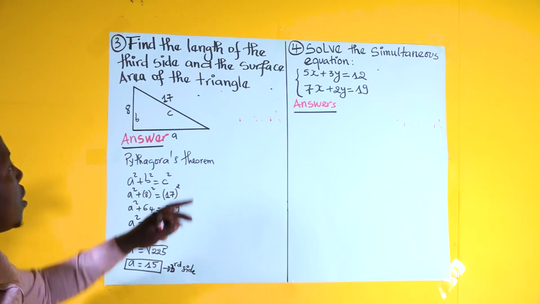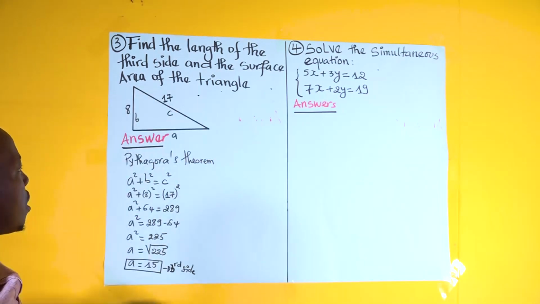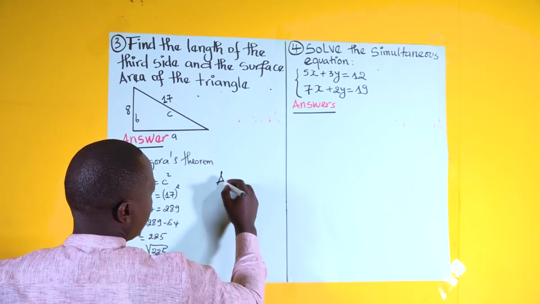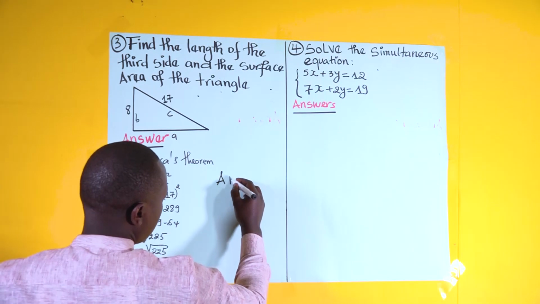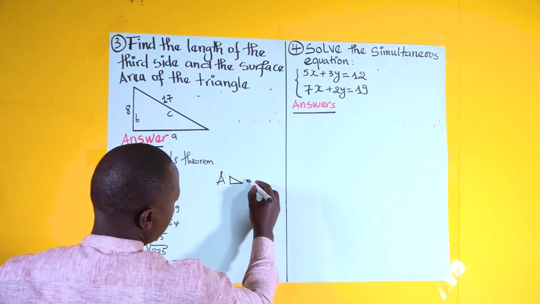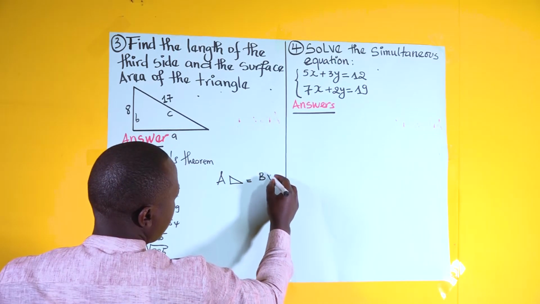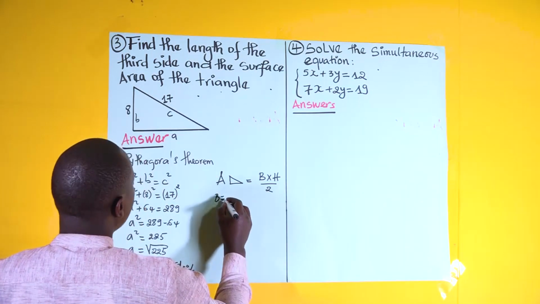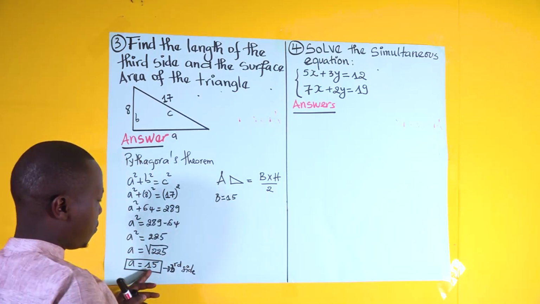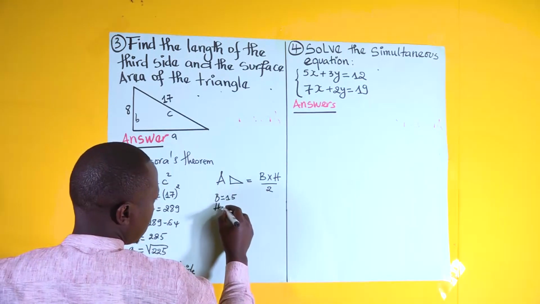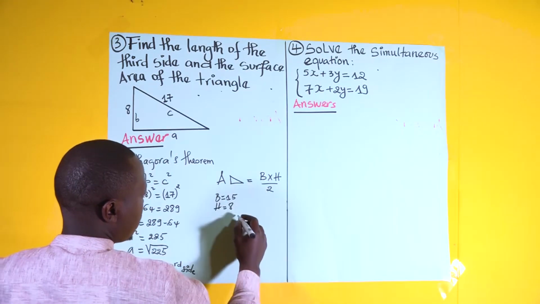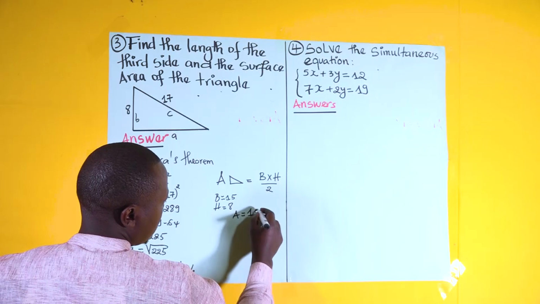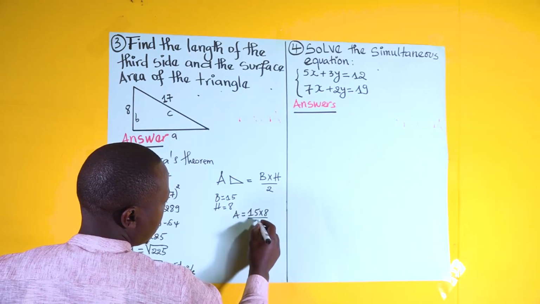So we are going to see the surface area. Surface area for this question. If you remember, area for a triangle equals base times height divided by 2. The base here equals 15, and the height equals 8. Substitute, the area will be equal to 15 times 8 divided by 2.